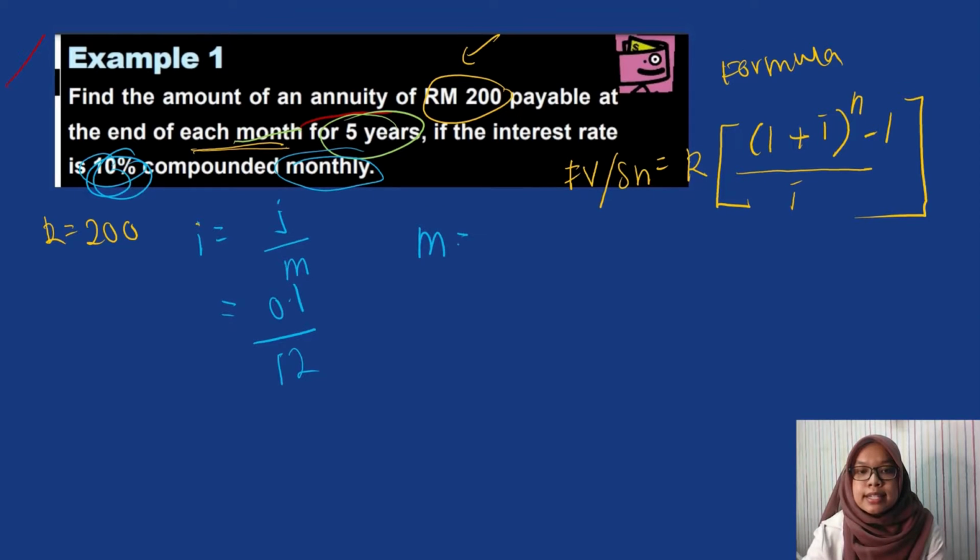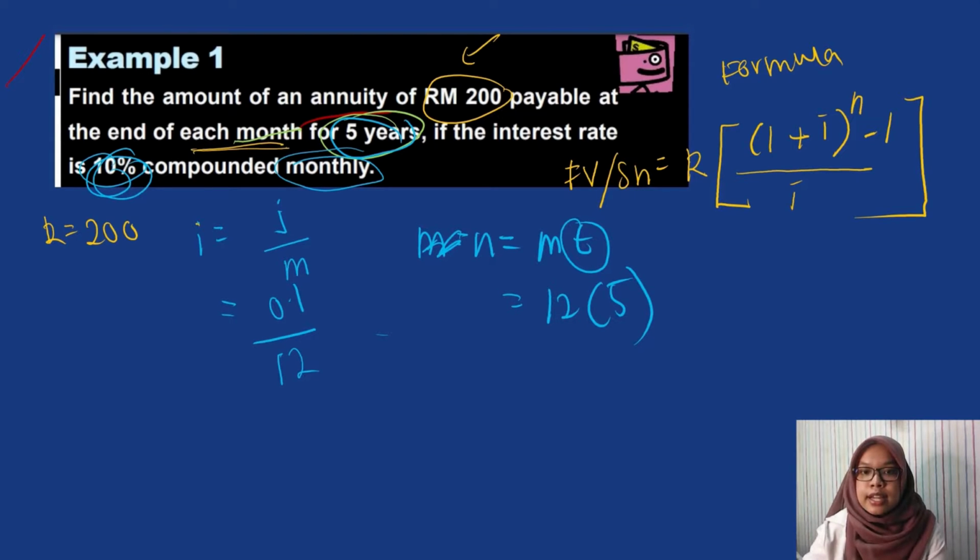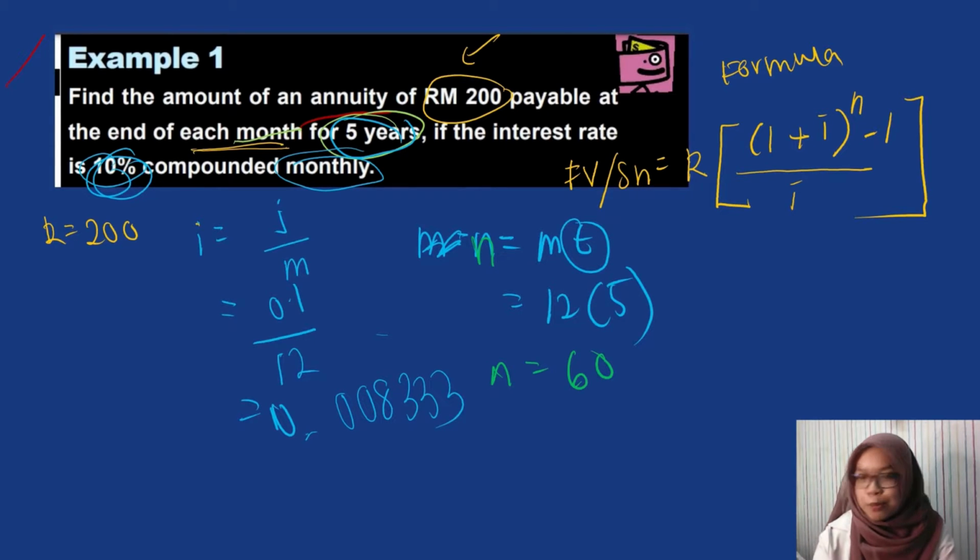So n is basically m times t. We already have m, which is 12. T is 5 years that we use, which is 5. So n is basically 60. And i, from my calculator, is basically 0.008333 and a lot more 3s.